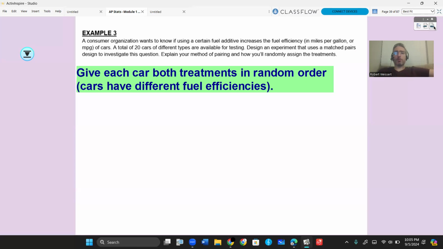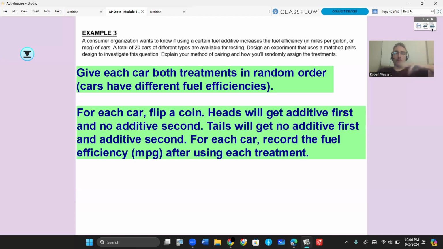So give each car both treatments in random order. In other words, use that fuel efficiency. I think we're doing a fuel additive. And we're going to randomly assign whether they get the fuel additive or not. And then let them measure the fuel efficiency. And then after they have a new tank of gas, they'll get the other treatment without the fuel additive and compare the miles per gallon within each car.